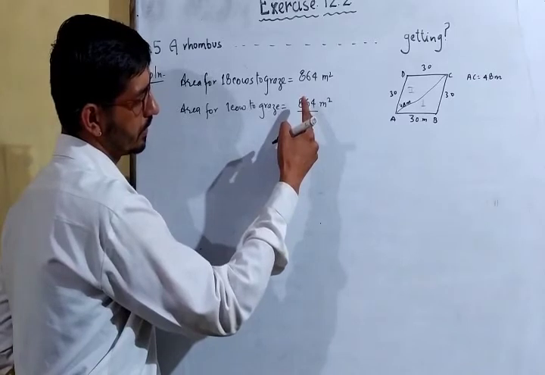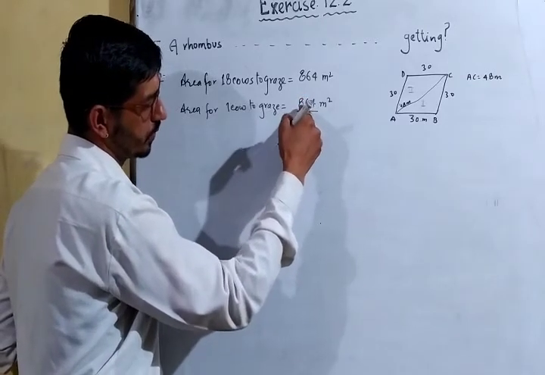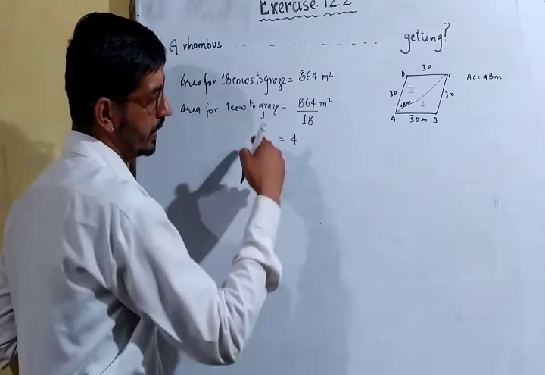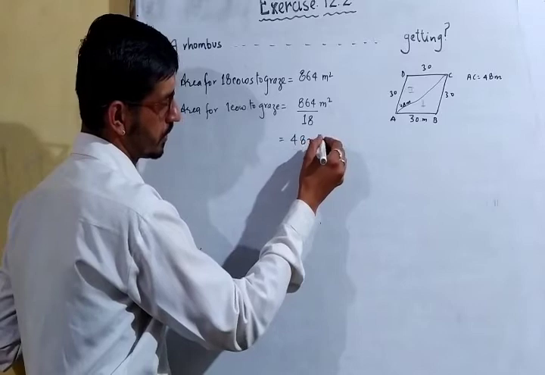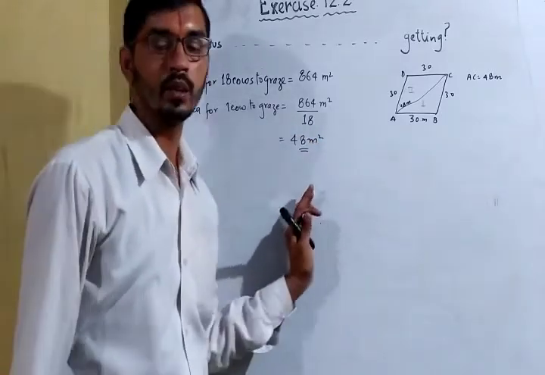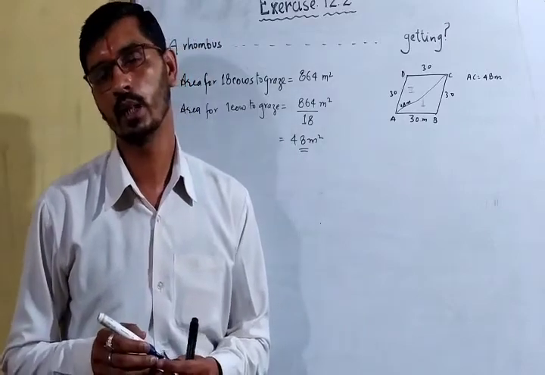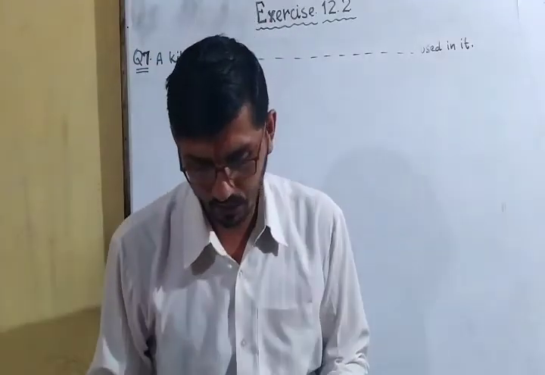So 18 4s are 72. What is that? 14 and 4, 144. 18 8s are 144. So this much area each cow will be getting for grazing. Okay, this is how it is done. I'm moving to the 7th question. The 6th you have to do yourself.